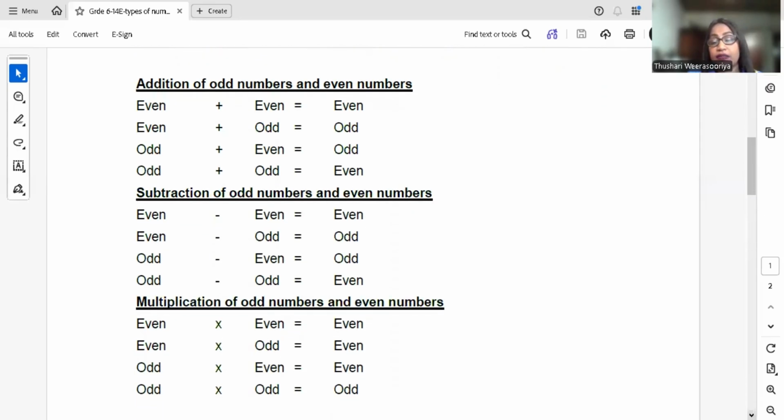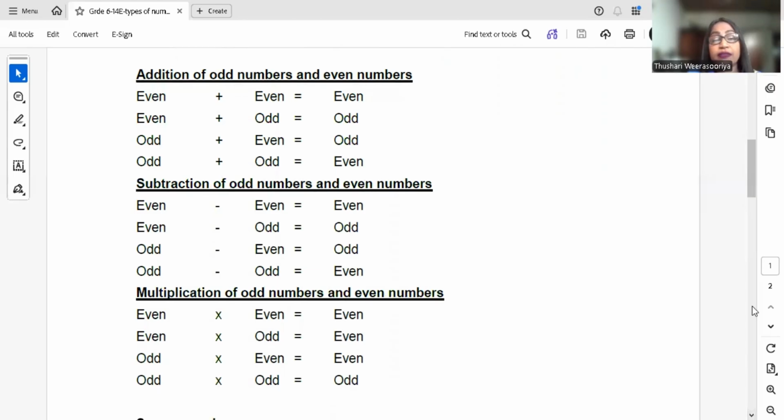Look at this chart. Your teacher will ask this question from you. When you add an even number and an even number, is the answer odd or even? Take a small example: 2 plus 2 is 4. Mentally, you can get the answer. That is even. You don't need to learn this chart by heart.